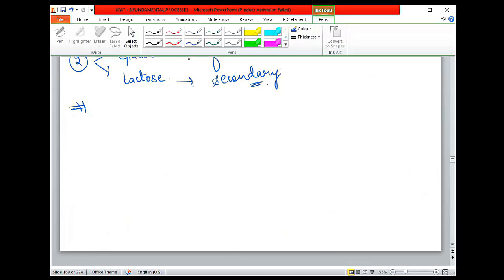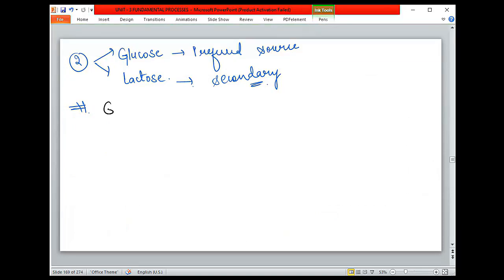Do not be in a hurry to mark it, just understand it. This is for glucose, this is for lactose. This is for the on situation and this is for the off situation. Remember, glucose is the preferred source, lactose is a secondary source. In the first scenario, write down everyone: if glucose is present and lactose is absent, what will be the condition of your lac operon? Think about it, everyone.